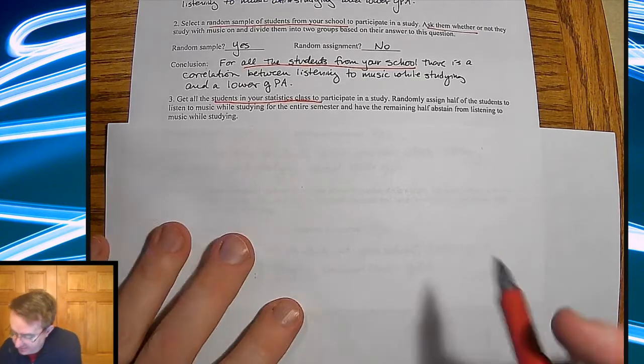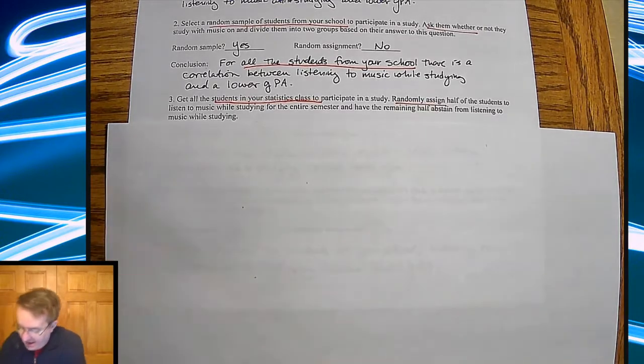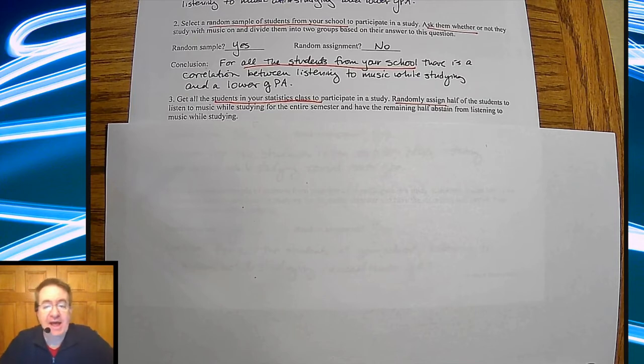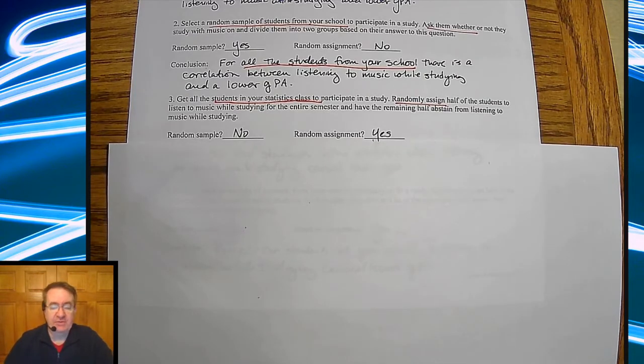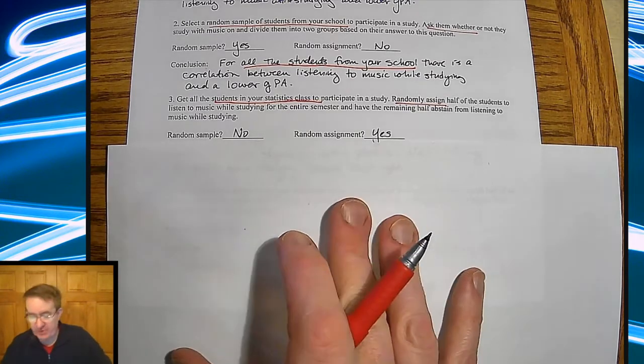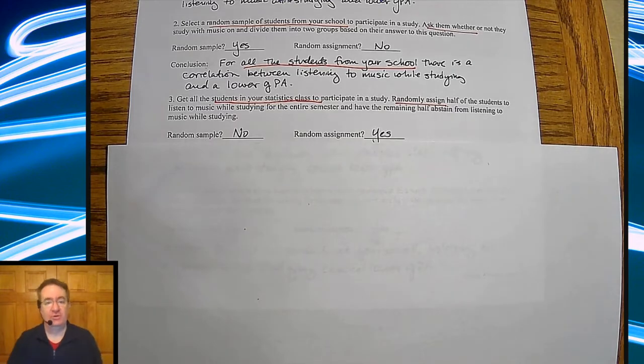Randomly assign half of the students to listen to music while studying for the entire semester, and the remaining half abstain from listening to music while studying. So this obviously doesn't have the random sample, but it does have the random assignment. So now, do you think that this is going to be able to go out to the school at large?